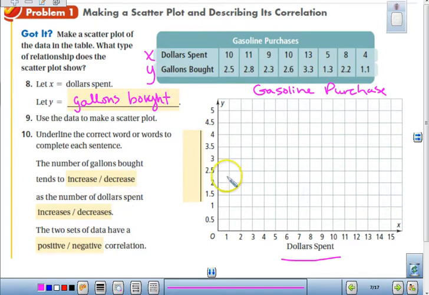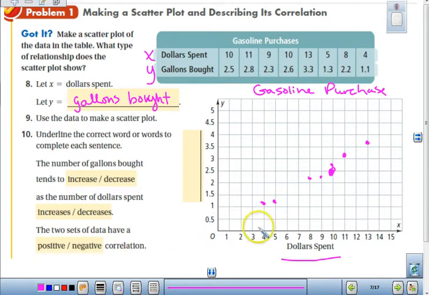We want to think about these as ordered pairs. As you are doing that, you're going to go to your point. Dollars spent was $10, and you bought 2.5 gallons of gas. I would like you right now to plot these points. Pause the video, and you will see that I've also plotted them in just a minute.